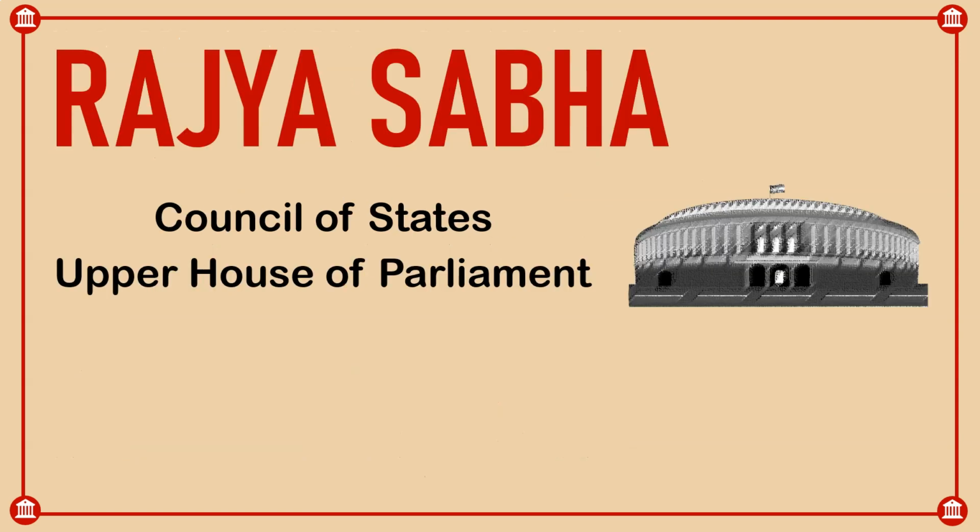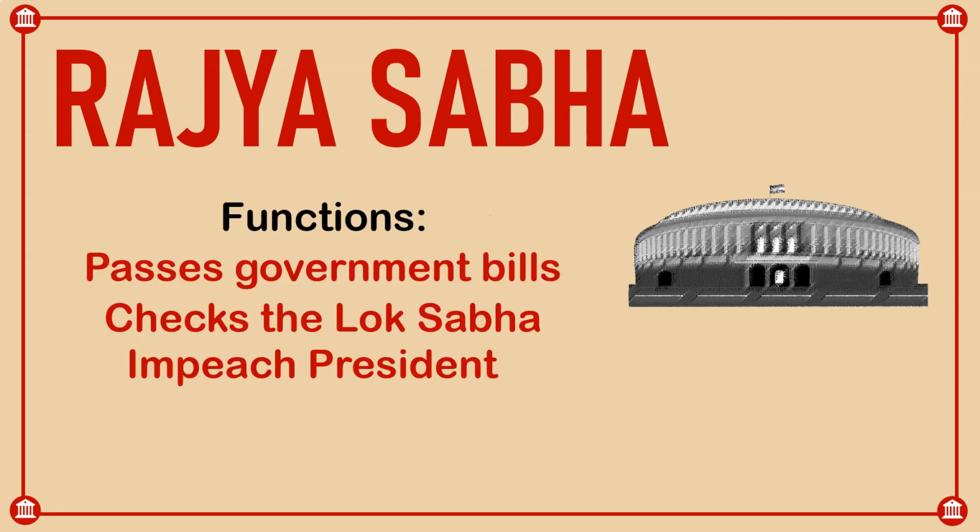So, let's get started. Rajya Sabha is known as the Council of States, and it's the upper house of the parliament. In India, the legislature is bicameral, meaning it has two houses, an upper house and a lower house. The lower house is called the Lok Sabha, or the House of People. And the upper house is the Rajya Sabha, or the Council of the States.